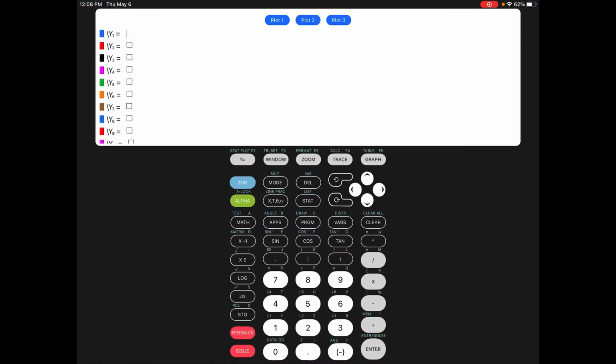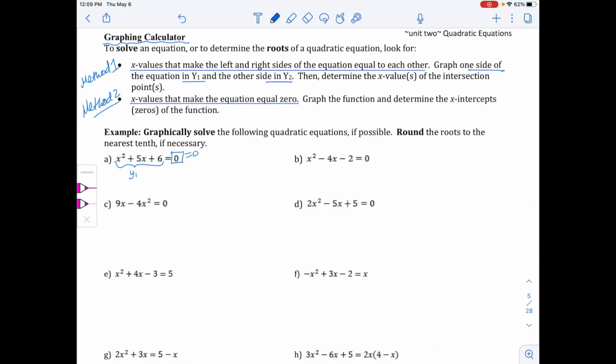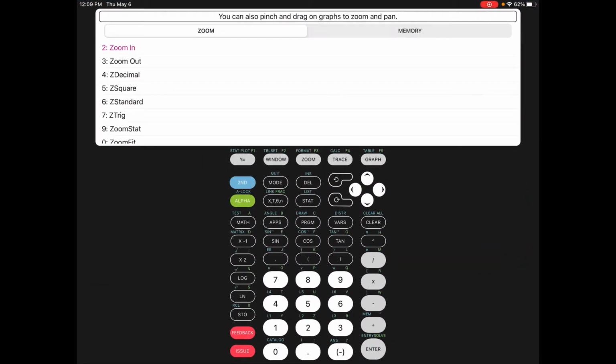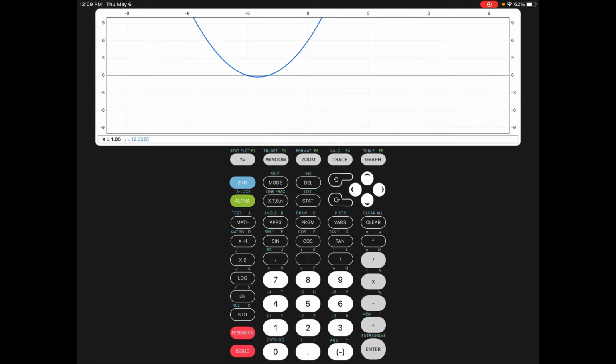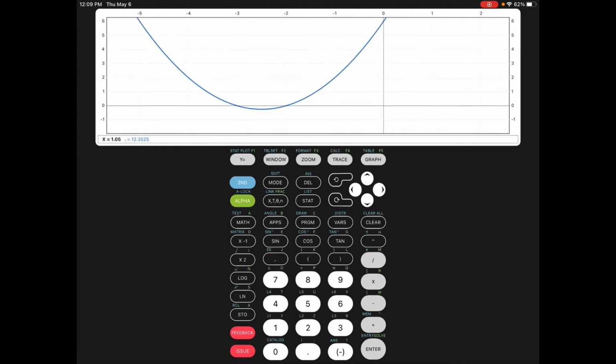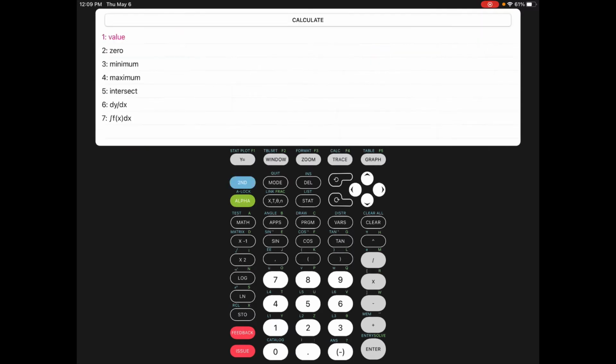Y equals, and I've got an x squared plus 5x plus 6. Okay, let me just double check that that was what it was, plus 5x plus 6. Yes, it was. And I'm going to go to zoom standard, zoom 6, and there's my graph. Now, this one I can just take my fingers and enlarge that a little bit. I know you can't do that on a regular graphing calculator, but this one you can.